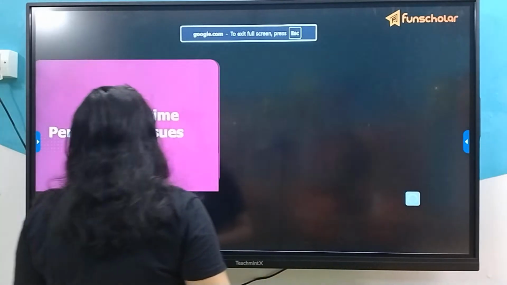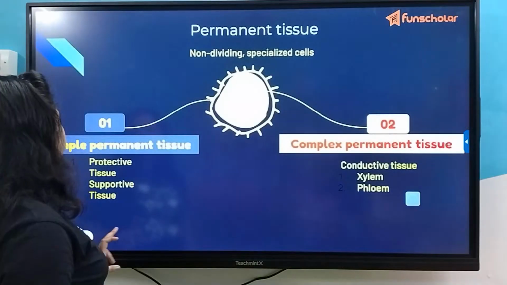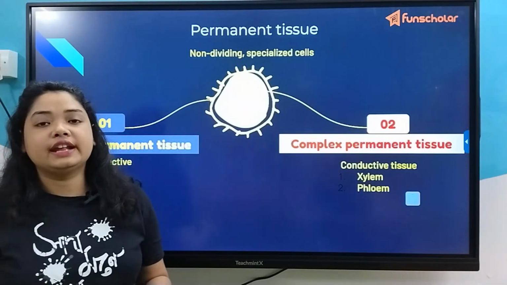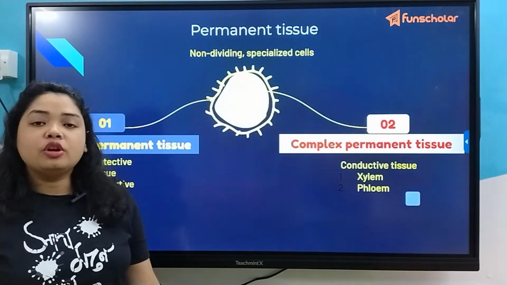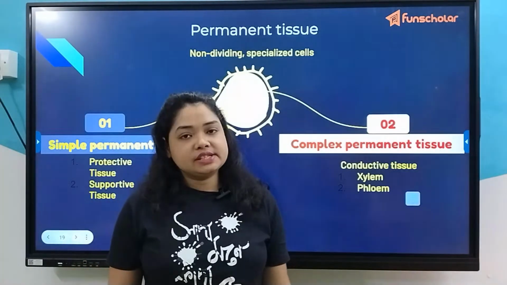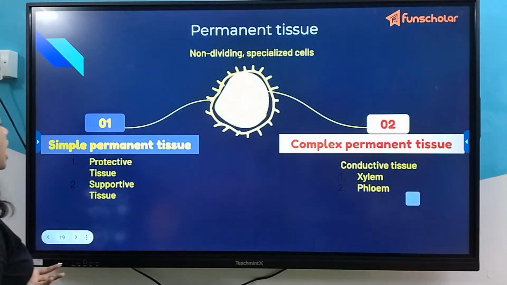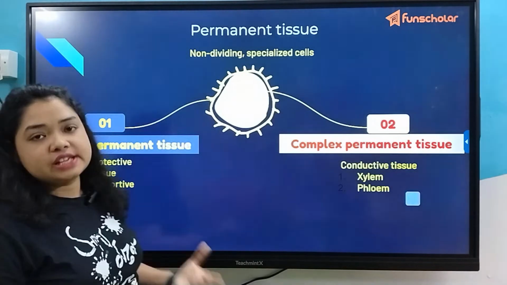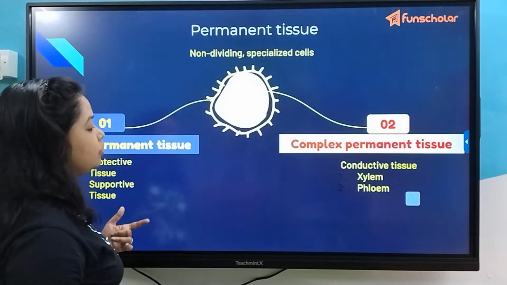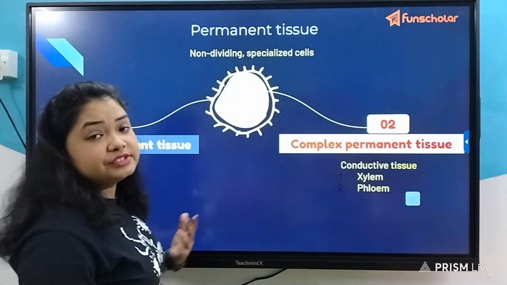So what did we come to know from the video? We come to know from this video that there are different types of permanent tissues in plants. Broadly, we have categorized them into simple permanent tissues and complex permanent tissues. Why simple? Because these permanent tissues are made up of the same type of cells. For example, the protective tissue, the supportive tissue. All these tissues are made up of the same type of cells.